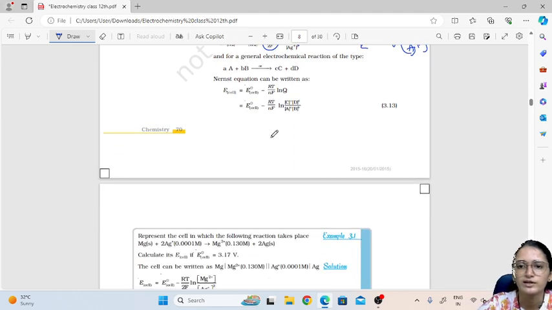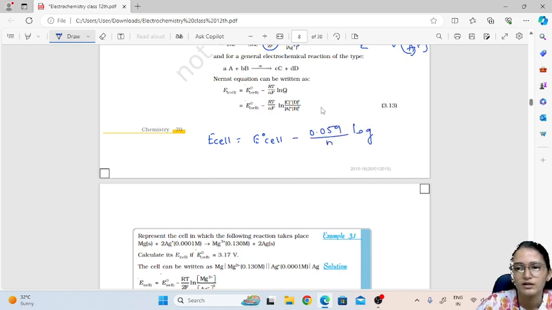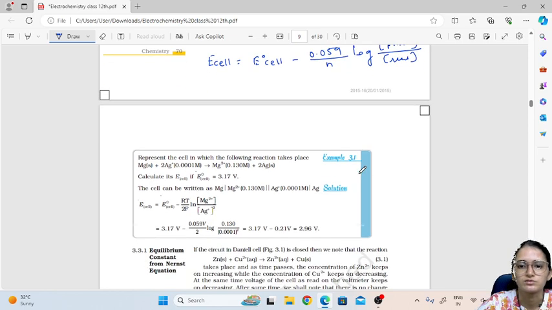Okay, so for a general reaction we have the equation E of cell is equal to E naught of cell minus RT by nF ln of C raised to c, D raised to d, upon A raised to a, B raised to b. Or I can write the equation for E of cell as E of cell is equal to E naught of cell minus 0.059 by n log of product concentration upon reactant concentration. This is the general formula that we use.